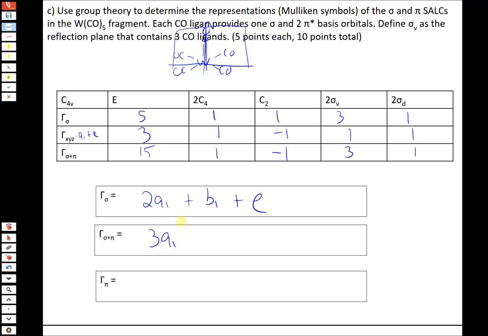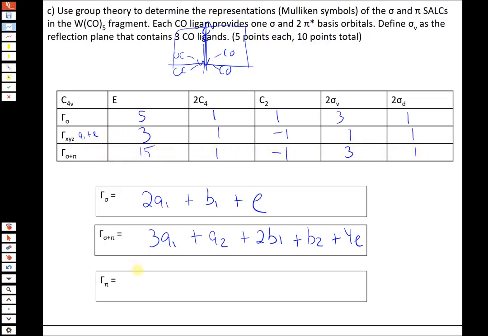3a1 plus a2 plus 2b1 plus b2 plus 4e, if I did that correct. So let's see this. 8, 9, 11, 12, 15, so that's consistent. So those are the representations we get when we reduce this bottom line here, sigma plus pi.